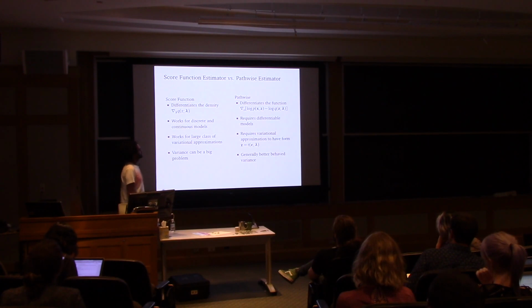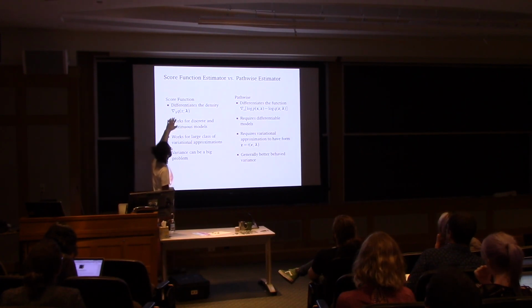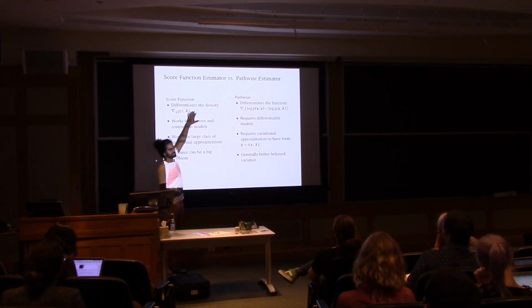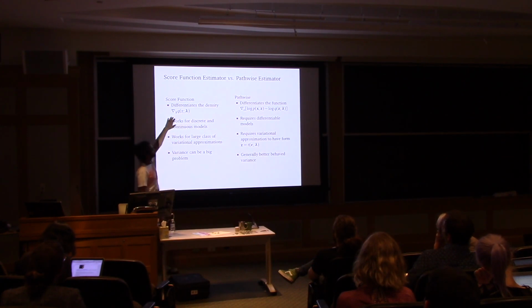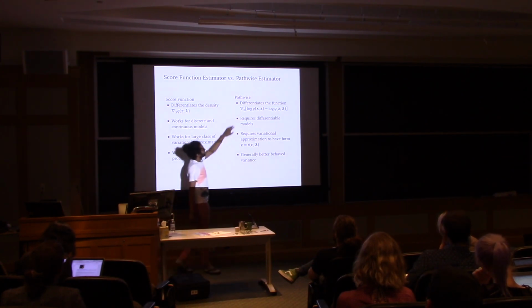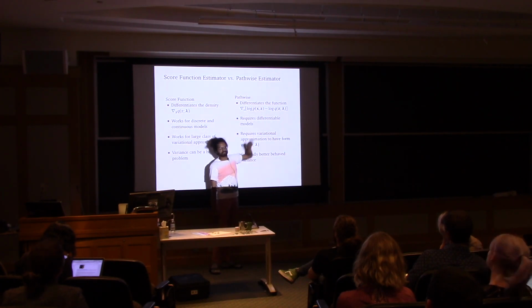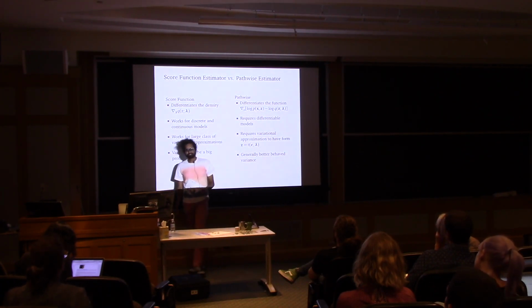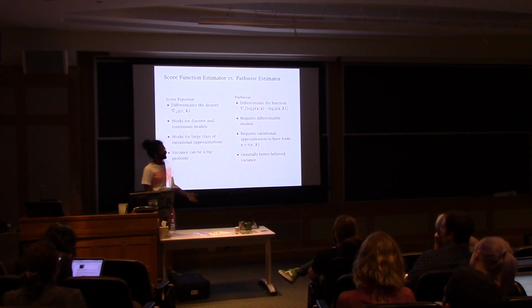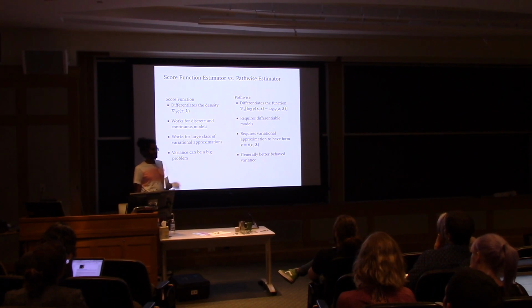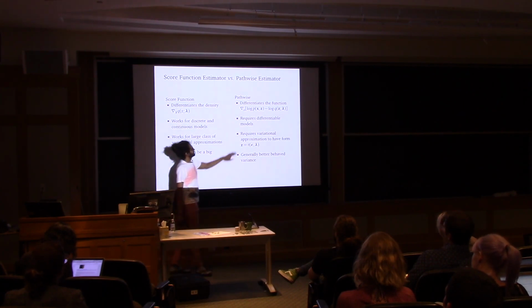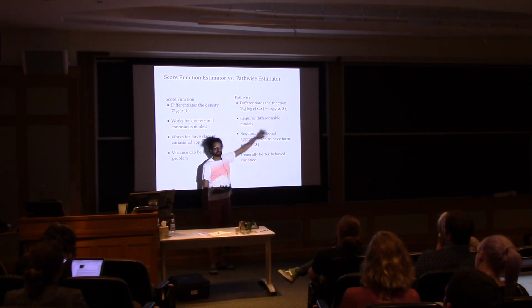And so to compare and contrast the two methods, I have one method which differentiates the density. Really, you're differentiating the distribution Q, while the other method differentiates the function itself that I'm interested in computing the expectation of and maximizing. The score function works for discrete and continuous models. You don't really have to think about it. But the pathwise estimator requires differentiability.